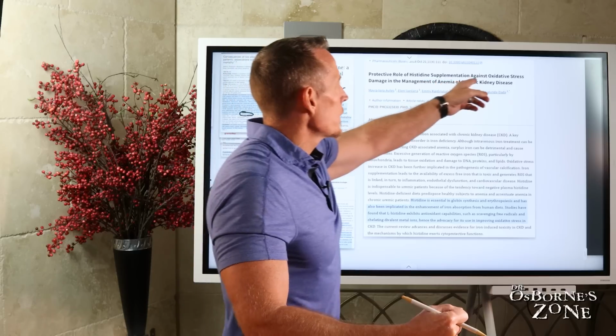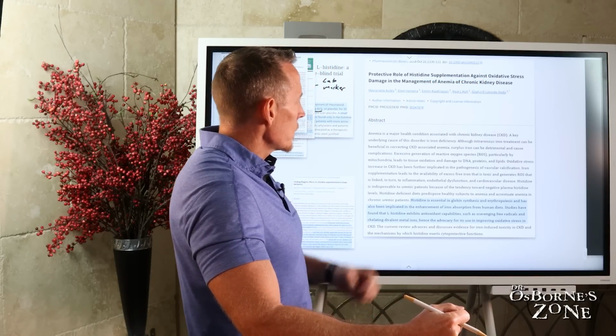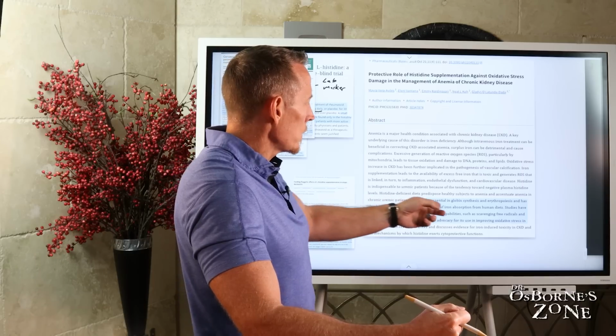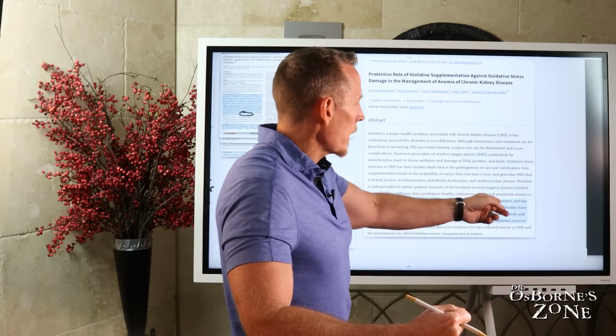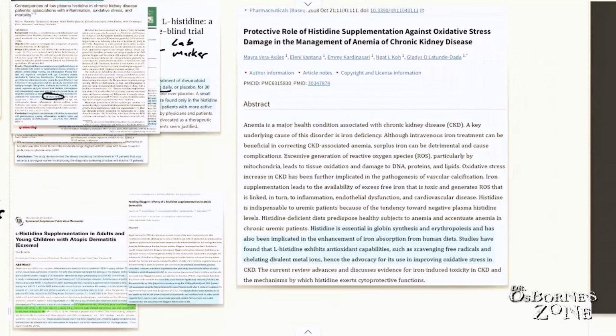Protective role of histidine supplements against oxidative stress damage in the management of anemia and chronic kidney disease. So another kidney disease study, you can see histidine is essential in globin synthesis and erythropoiesis, which is red blood cell formation. It's been implicated in the enhancement of iron absorption from human diets, so it aids iron absorption. Studies have found that L-histidine exhibits antioxidant capabilities such as scavenging free radicals and chelating divalent metal ions, hence the advocacy for its use in improving oxidative stress in chronic kidney disease.